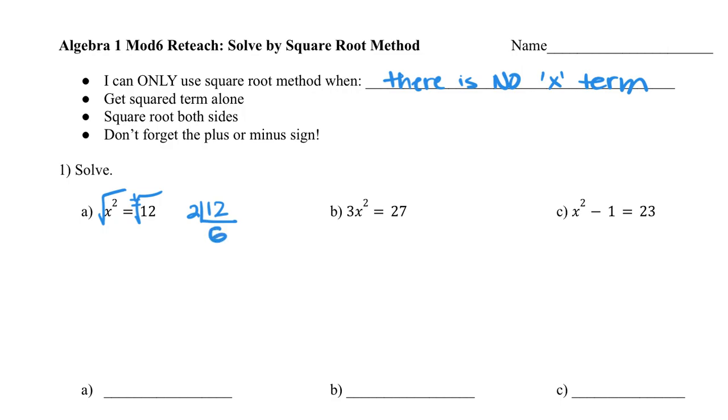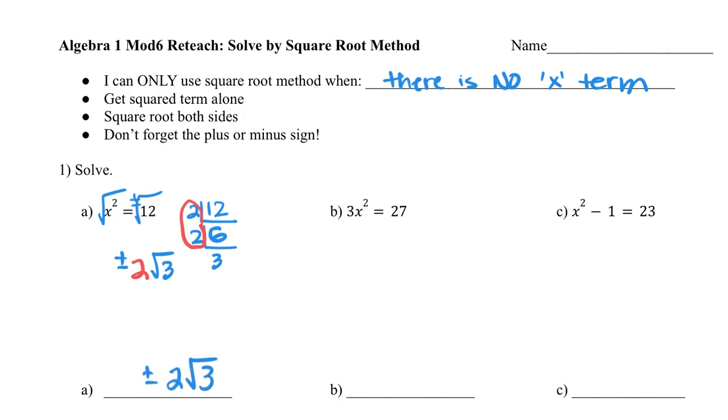So 12 divided by 2 is 6. 6 is still even, so we can divide by 2 and we get 3. Now we can see that we have a pair. That's 2 squared, and the square root of 2 squared is just 2. And then what's left over is the square root of 3, and I still have my plus or minus. So my answer is plus or minus 2 square root 3.